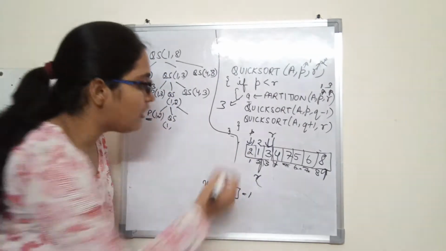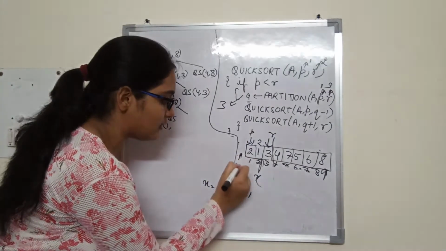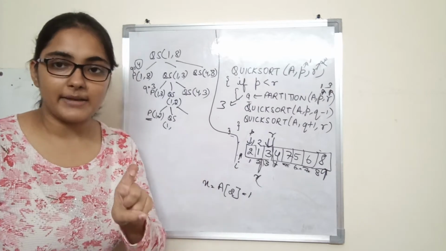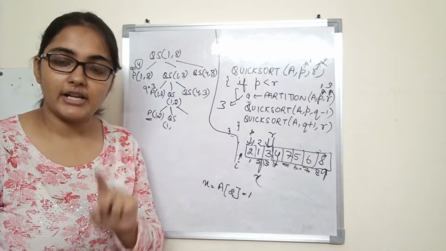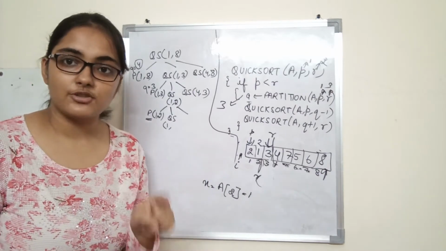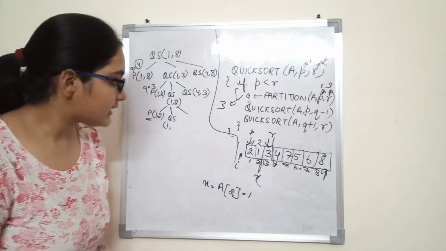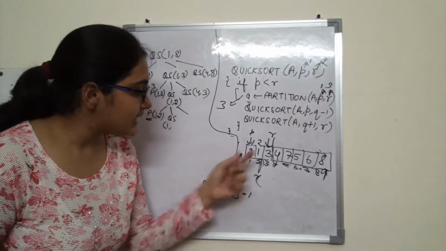I is equal to now P minus 1. Now J has to run from P to R minus 1. What is R minus 1? 2 minus 1 is equal to 1. So J has to run from 1 to 1. So J will run only one time. Now J is equal to 1.